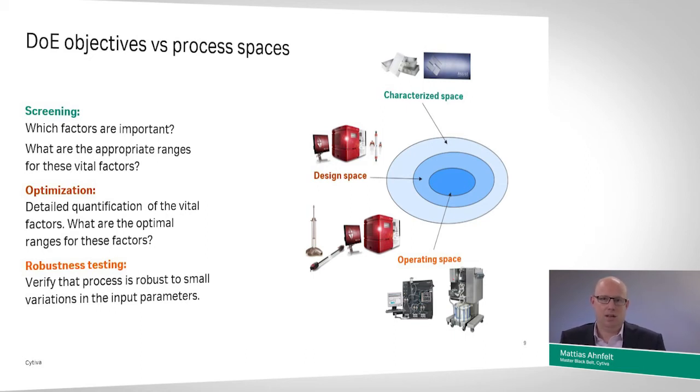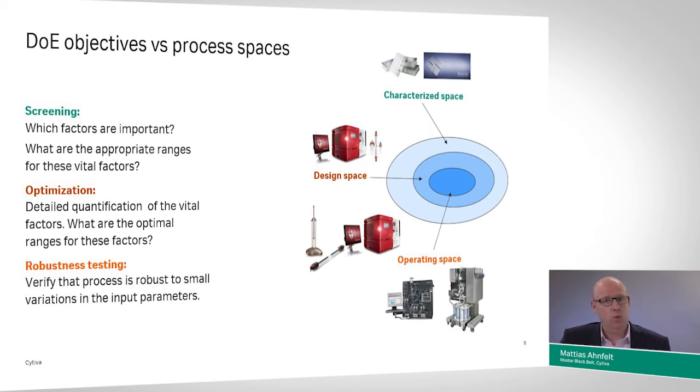That would lead us to understanding then where we have the design space, which under QbD is defined as the process space where we have a reasonable, an acceptable assurance of quality and a quantified and acceptable risk for our processes. So basically, within the design space, everything is okay, and we would employ the optimization DoEs to quantify that.